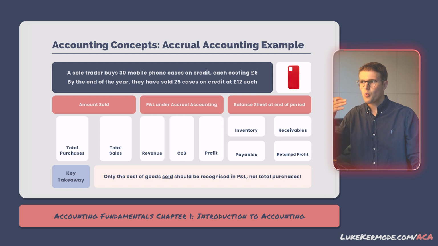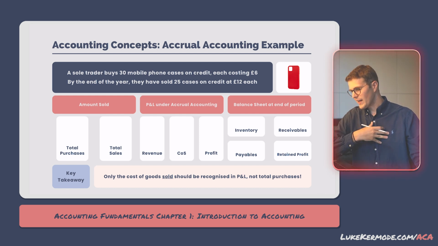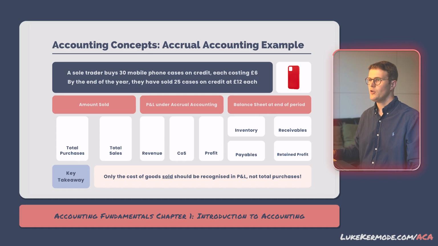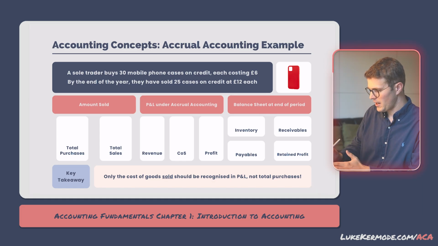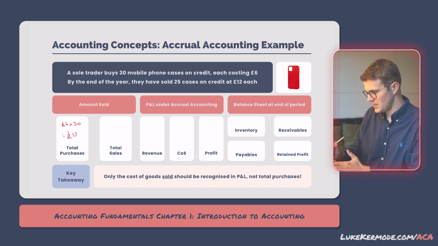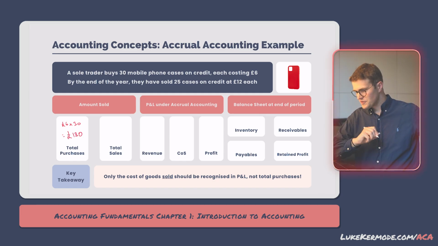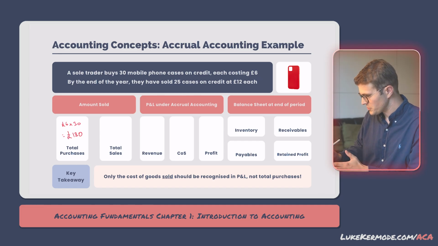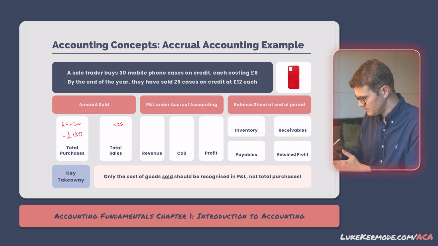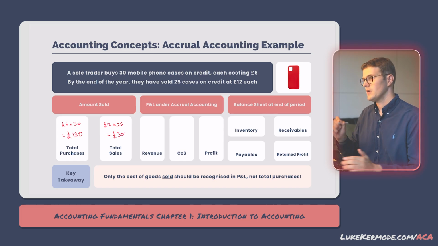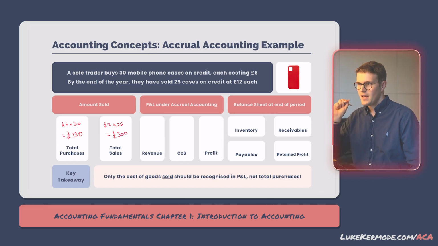So, in this slide, let's walk through an example to understand how accrual accounting works in practice. We have a sole trader who buys 30 mobile phone cases on credit, each costing £6. So the purchases for the period are equal to £6 times 30 cases equals £180. By the end of the year, they've sold 25 cases, also on credit, for £12 each. So this generates £300 of sales income. But here's the key point.